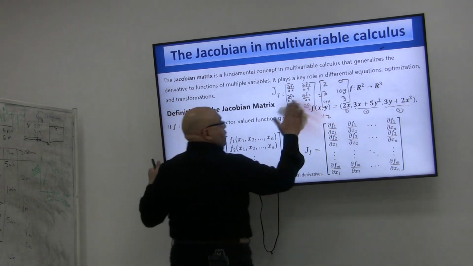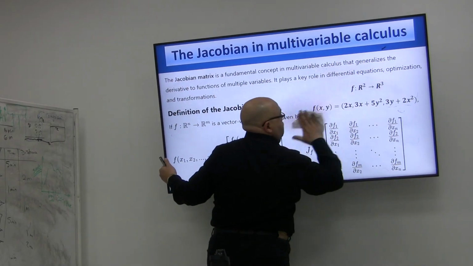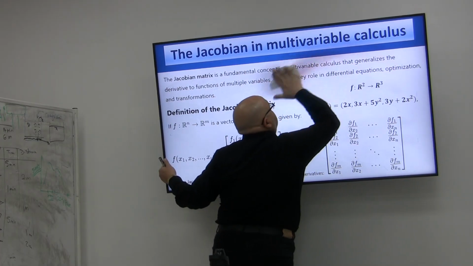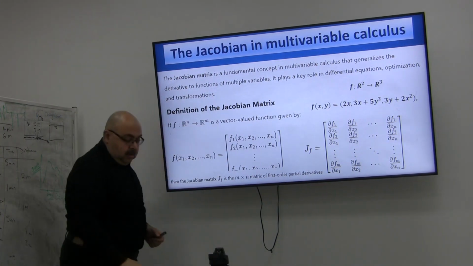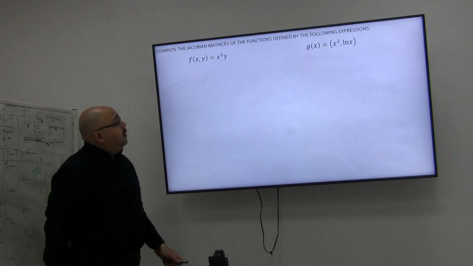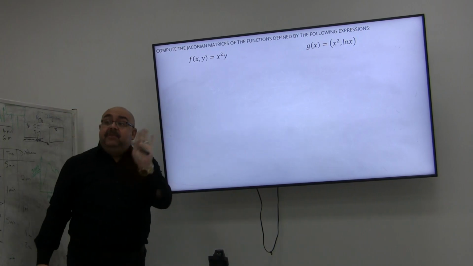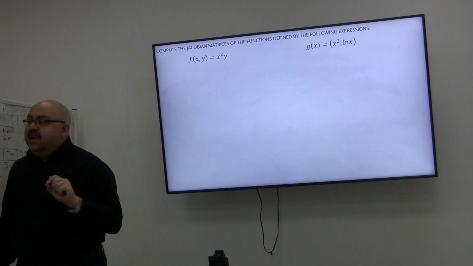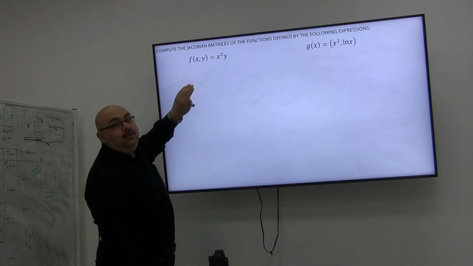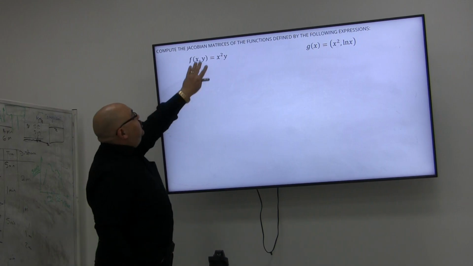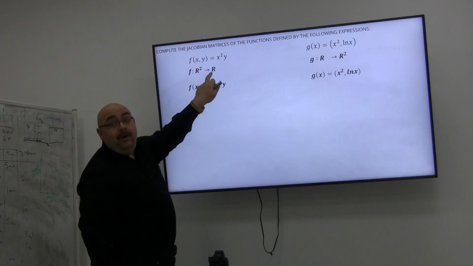Okay, I want to find the Jacobian for these functions. The first step is to understand how the function is working. For the first function, it's from R2 into R. Notice, from R2 to one output. So it's from R2 into R.